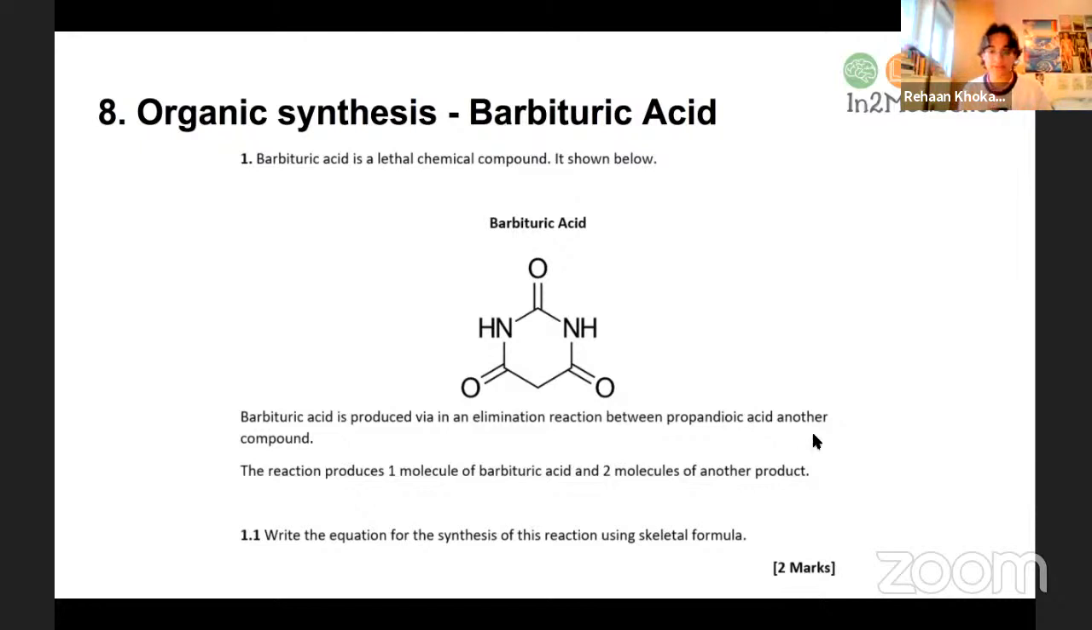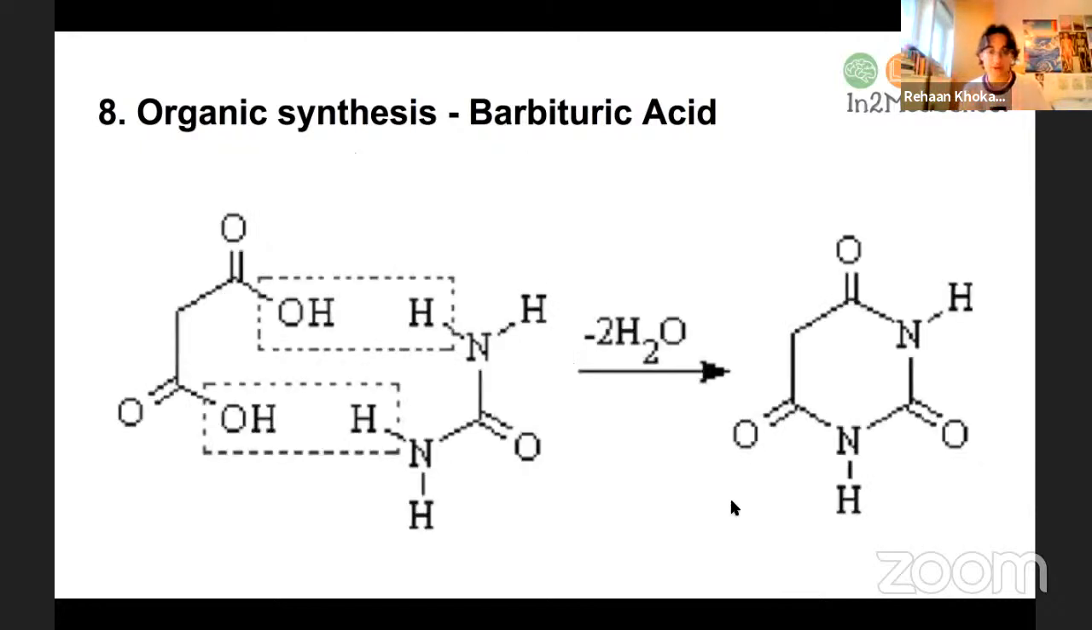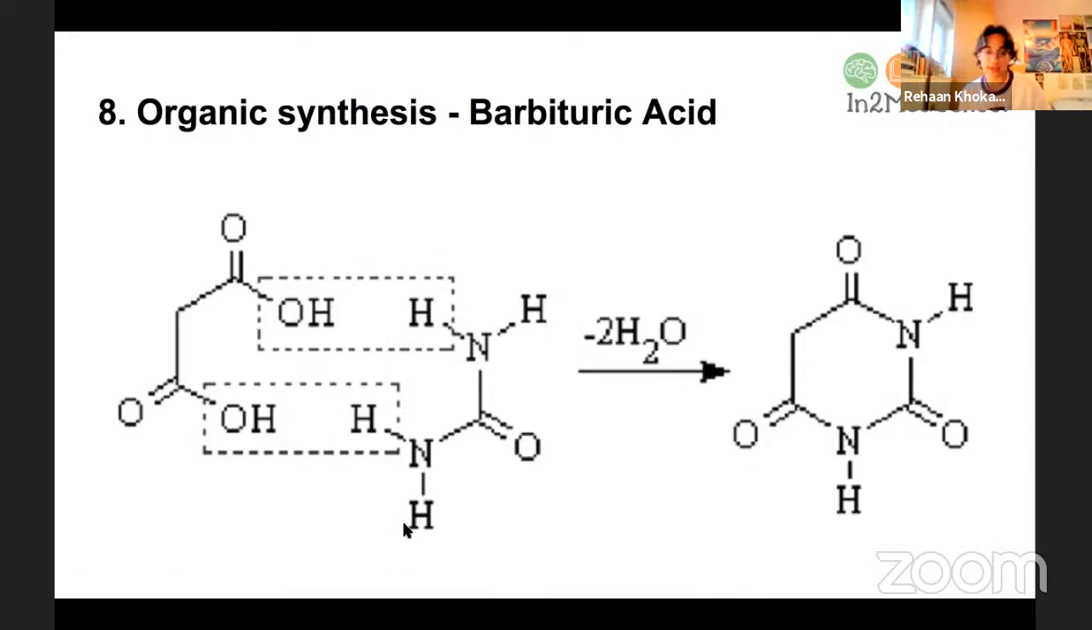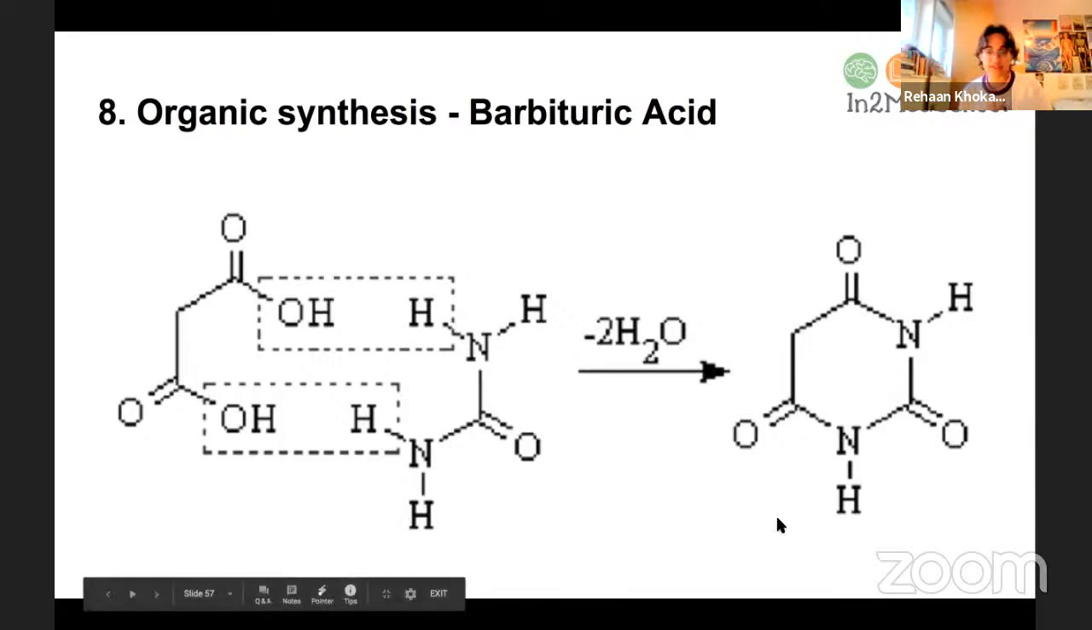Next slide, please. And there we have it. The propandioic acid, which is on the left, is going to react with this sort of diamide type thing. It's an elimination reaction because we're removing the water. So it's 1 molecule of propandioic acid and 1 molecule of the amide to then form 2 molecules of water and barbituric acid. Okay, next.